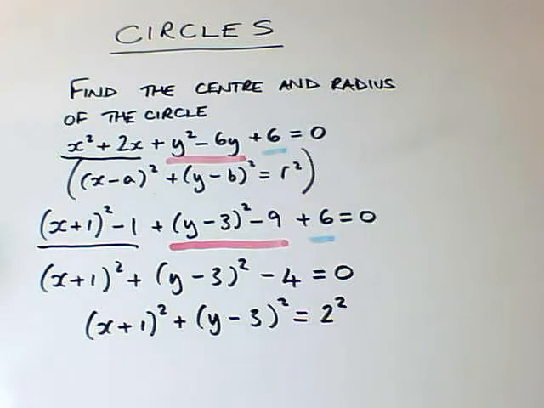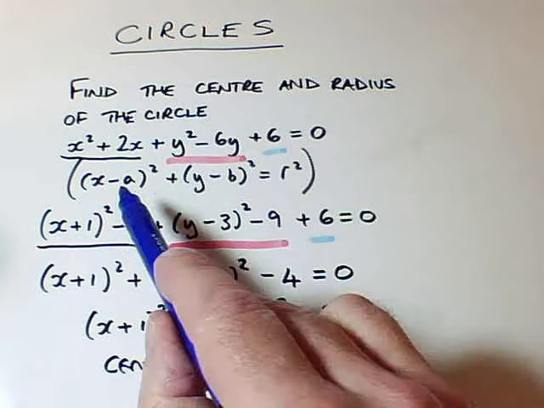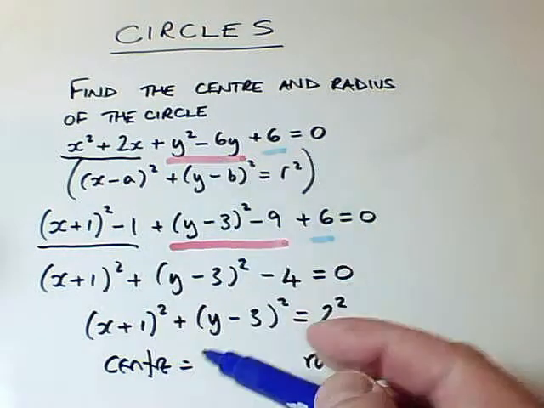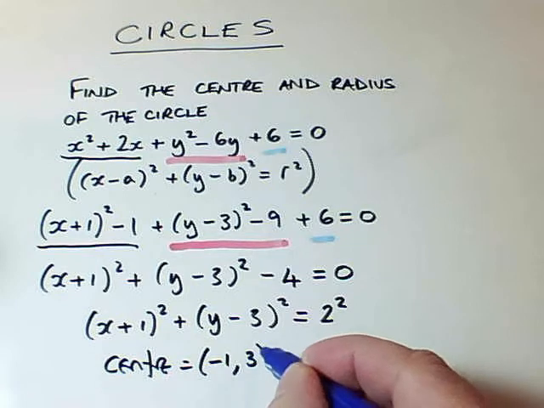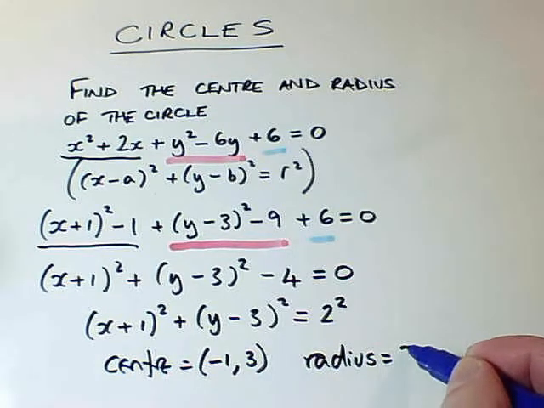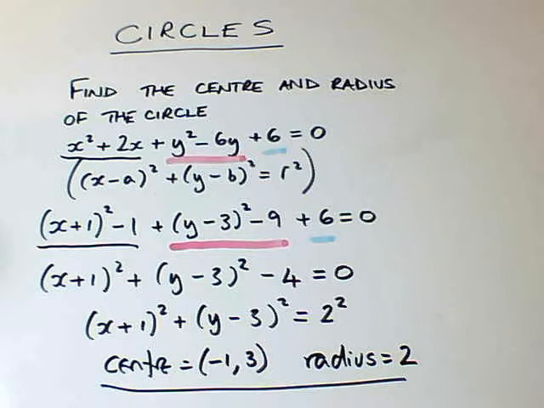So I can now say the centre and the radius. The plus 1 and the minus 3 are my minus a and minus b, so I have to swap the sign, so the centre is at (-1, 3), and the radius of course is this 2. So I've solved the question.